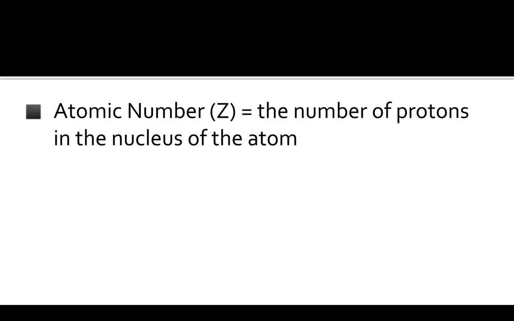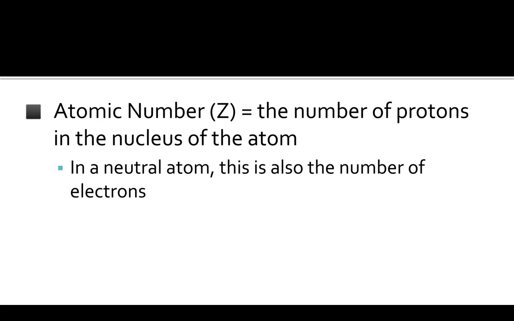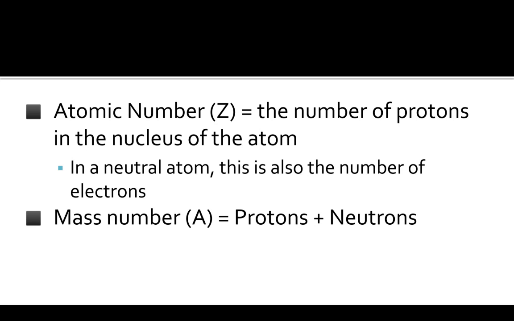We have atomic number, which is how many protons are in the nucleus, which is also the number of electrons because the charges need to be balanced out. And then the mass number would be protons plus neutrons. We'll focus on this in a lot more detail in just a little while. Not today, though.